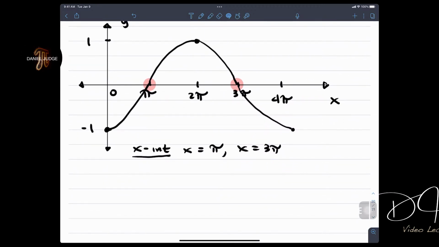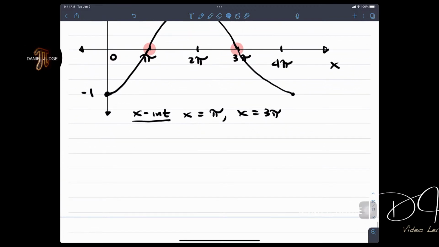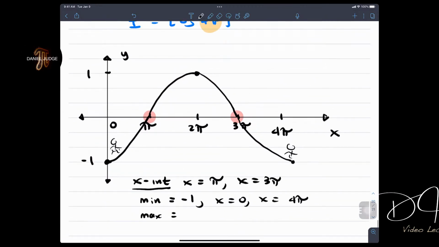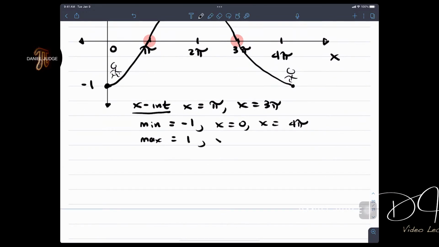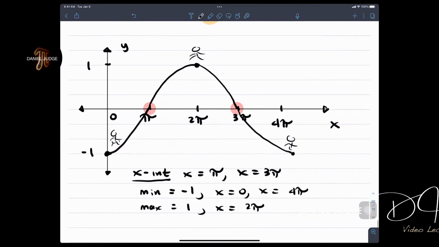Now let's find the maximum and minimum value. Remember, down here you're in a valley. So that valley has an altitude. The minimum value is -1, and that happens when x is 0 and when x is 4 pi. You have a maximum value. Where's the maximum? Right up here, and it happens when x is 2 pi. So the maximum value is 1 when x is 2 pi. So you have all of the information you need.